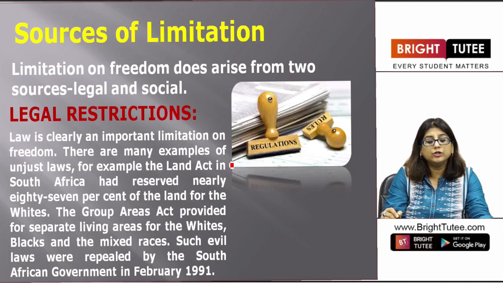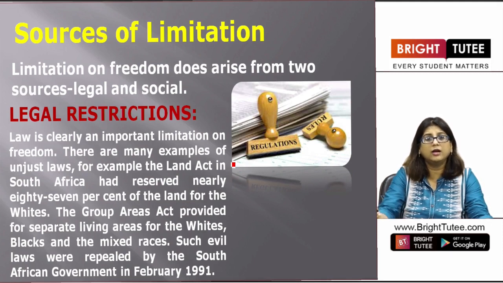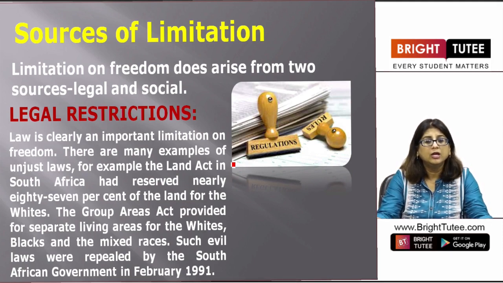And limitation on freedom does arise from two sources, that is legal and social. As I have said, legal way. Legal is clearly an important limitation on the freedom, because freedom cannot go against the laws, and in the eyes of law, everyone is equal. If a person is rich or poor, it hardly matters if both of them have done something wrong. It means that they are equally punished in case both are found guilty of the same thing.